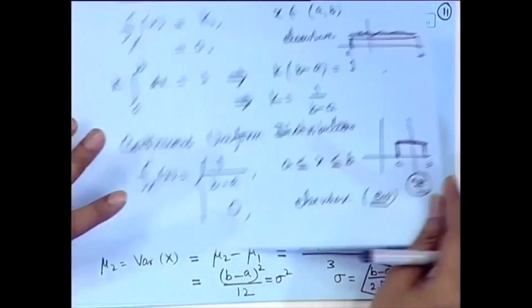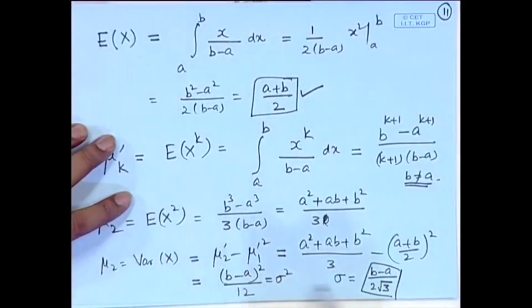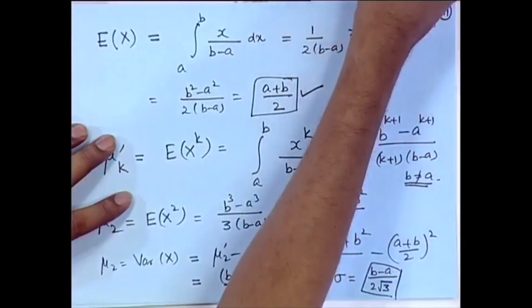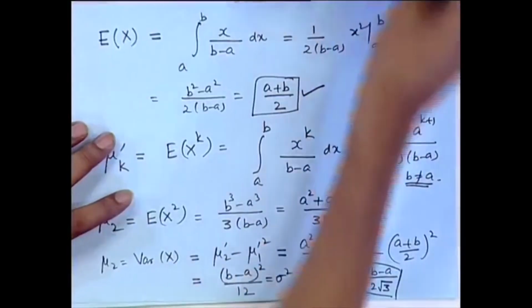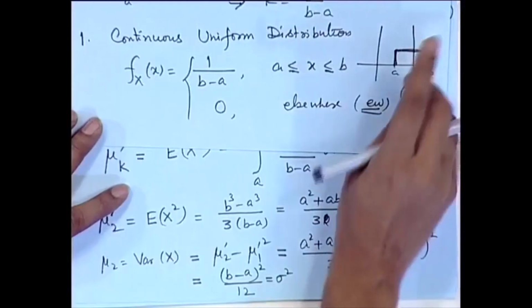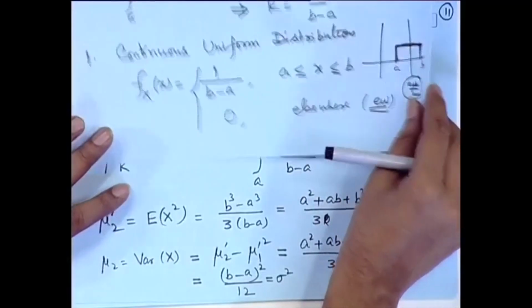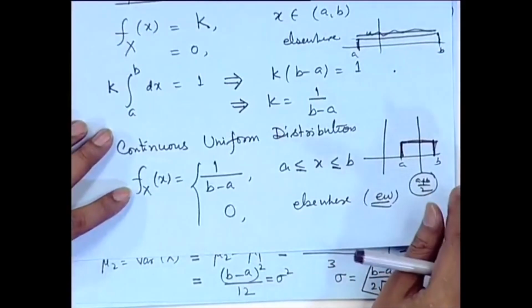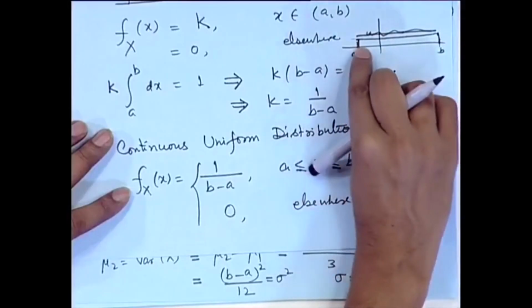One may also look at mu 3 and mu 4 and calculate the measures of skewness and kurtosis. Obviously, it is a symmetric distribution, therefore, the measure of skewness will be 0. However, the measure of kurtosis will depend upon the difference between a and b, as you have seen here.